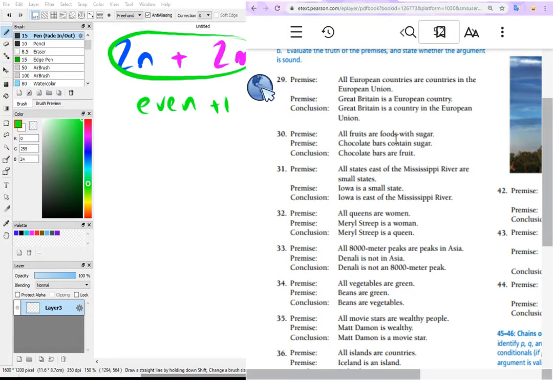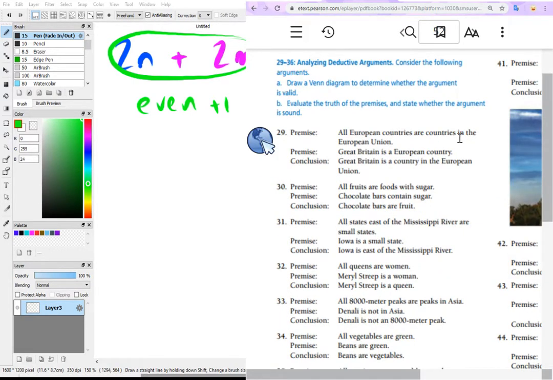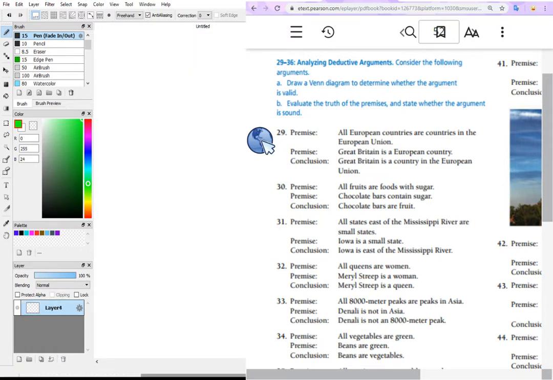We'll start with number 30. All fruits are foods with sugar. Chocolate bars contain sugar. Chocolate bars are fruit. So we want to take a look at whether this is a valid argument and then whether it's a sound argument. If something is valid, then what we're looking at would make sense if it was true. If it's sound, then that's saying, okay, and now everything is on the up and up.